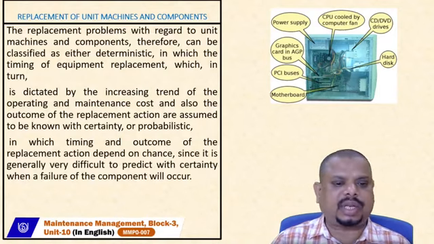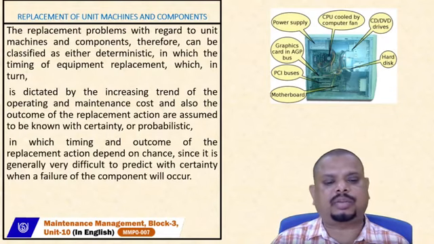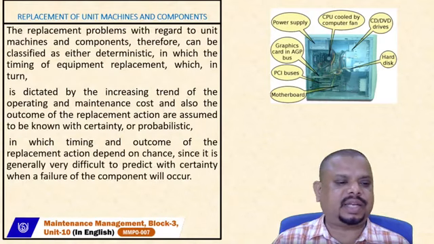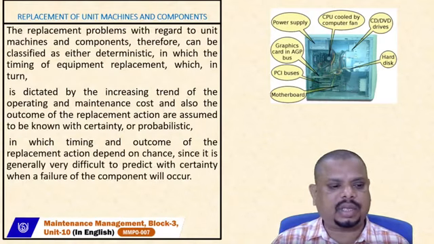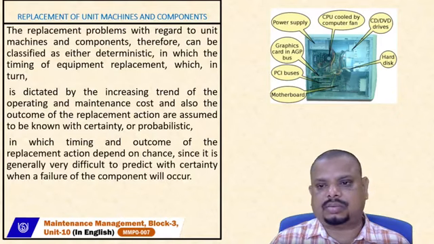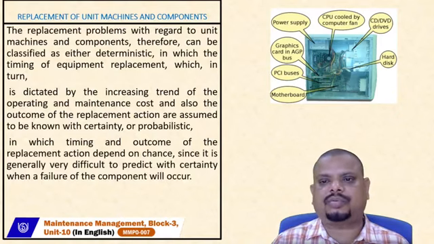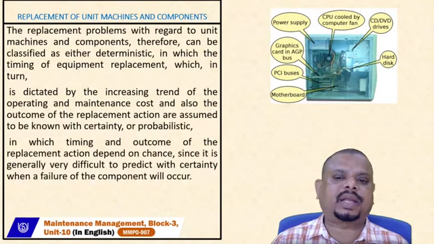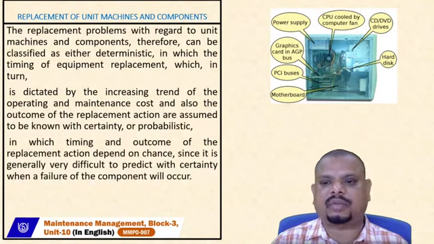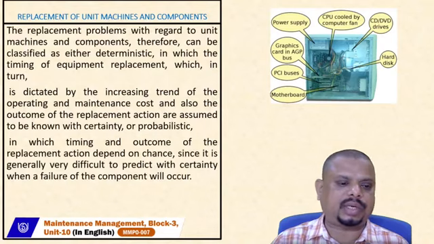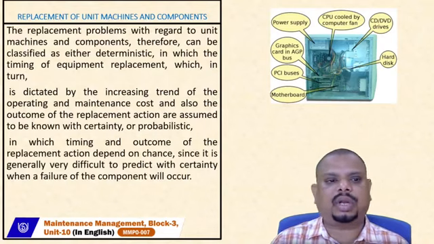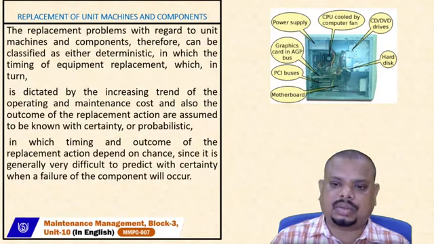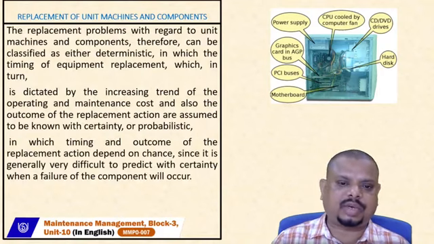In the other case, the timing and outcomes of the replacement action depend upon chance, since it is generally very difficult to predict with certainty when the failure of a component will occur. We never know the certainty of failure in the case of CPUs. For example, there may be some power supply disruptions, the cooling fans may be jammed, or there may be technical glitches in the PCI buses or graphics cards. We cannot predict these failures. When a failure occurs, then we provide the replacement. This is the typical example of CPUs, especially desktop computers.